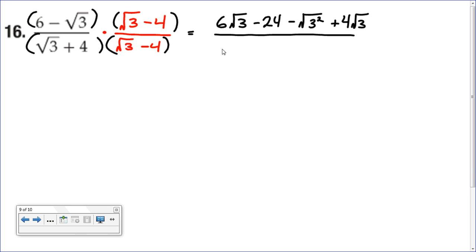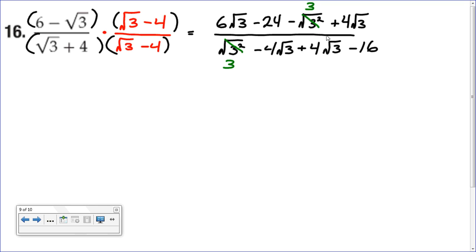Square root of 3 times the square root of 3 is the square root of 3 squared. Square root of 3 times negative 4 is minus 4 square root 3. 4 times root 3 is plus 4 root 3. And 4 times negative 4 is minus 16. Okay, now we'll combine our like terms, but before we do that, notice the square root of 3 squared is 3 here, and it happens again here. So now we can combine our like terms.